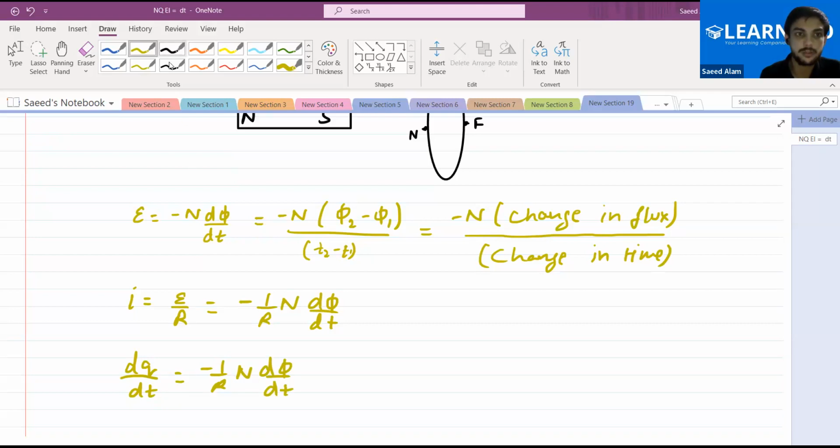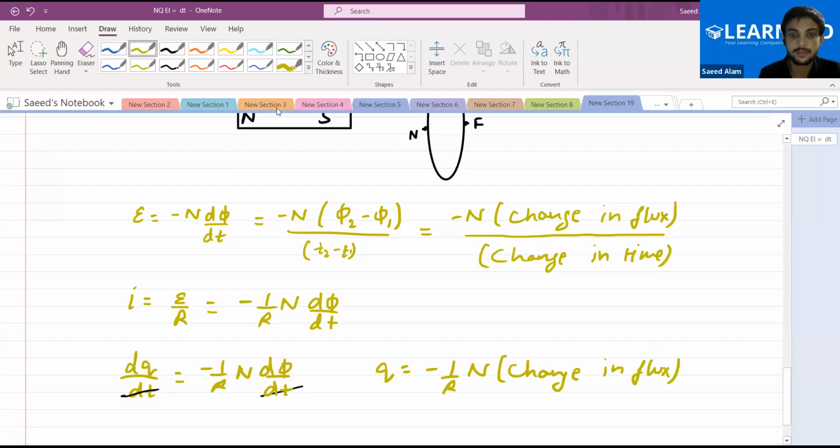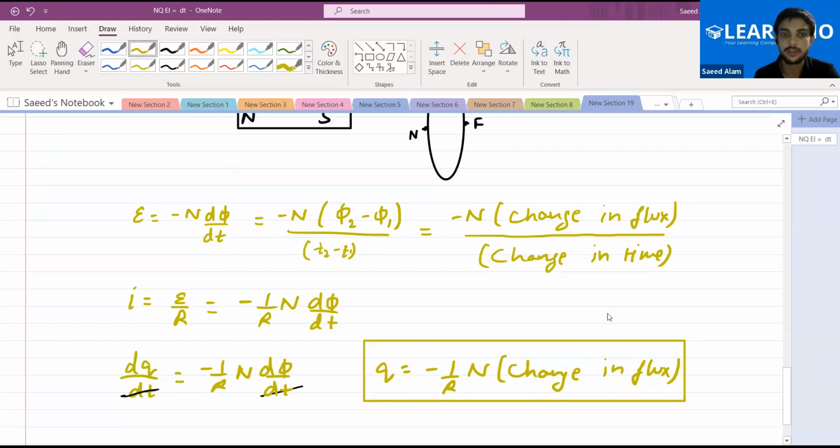If dq by dt is there, then if you cancel out this dt from both sides and integrate it, you will get the total charge q equal to minus of 1 by R times n times the change in flux. Yes or no? These are small things that you can derive while solving the questions also, but I'm just writing it directly over here. Is this clear to you? Yes, sir. Okay, so that's it.